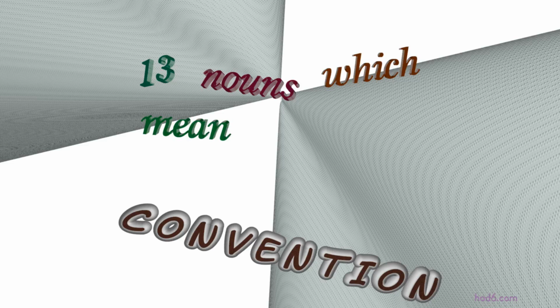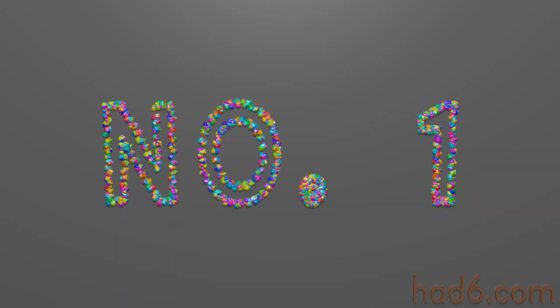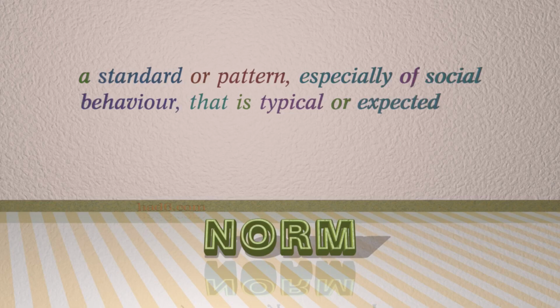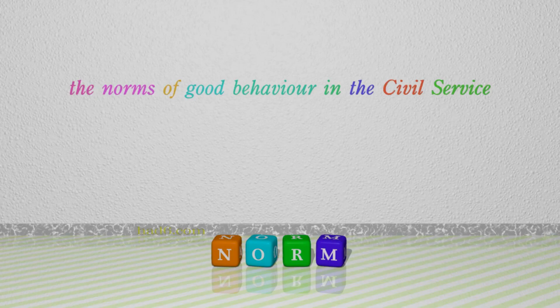14 nouns with similar meanings will be reviewed in example sentences. Let's get started. Number 1. Norm. Which means a standard or pattern, especially of social behavior, that is typical or expected. Norm. For example, the norms of good behavior in the civil service.